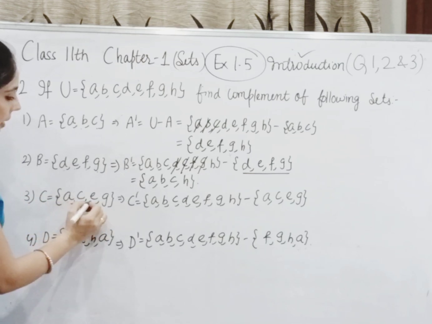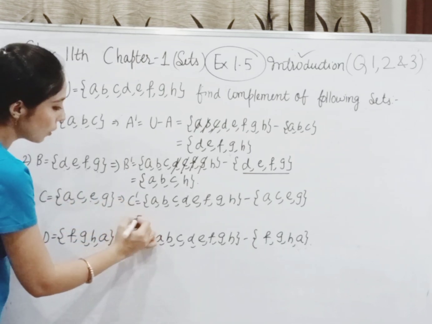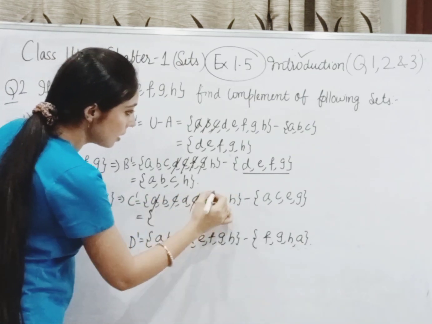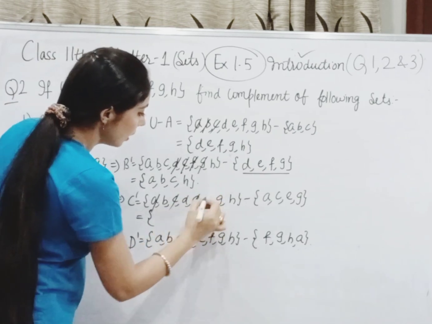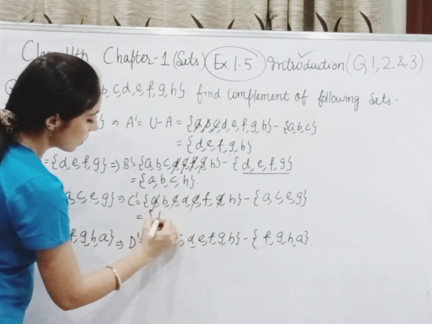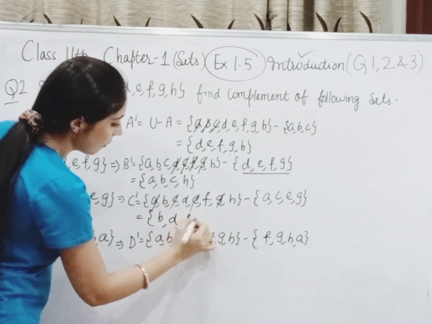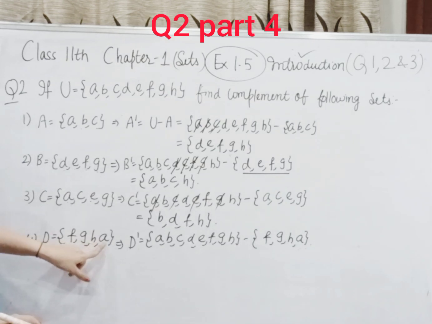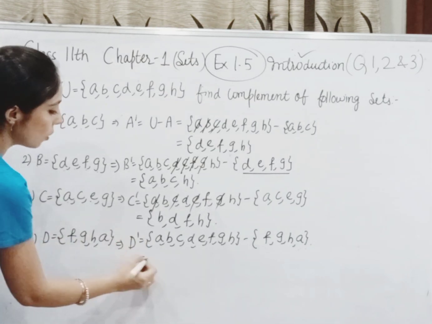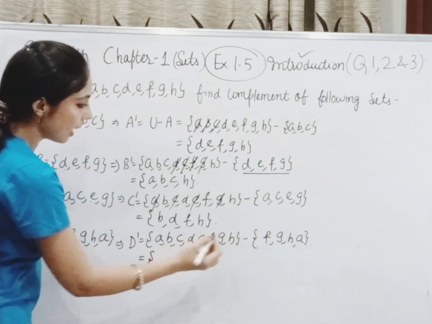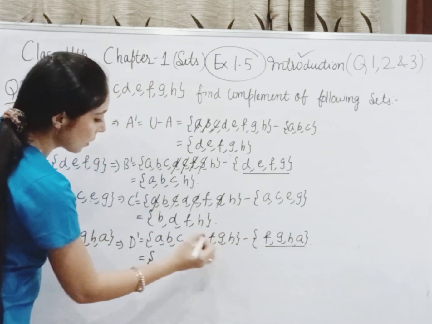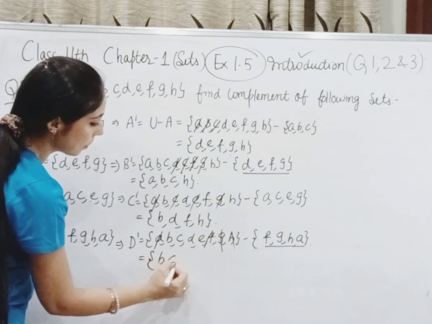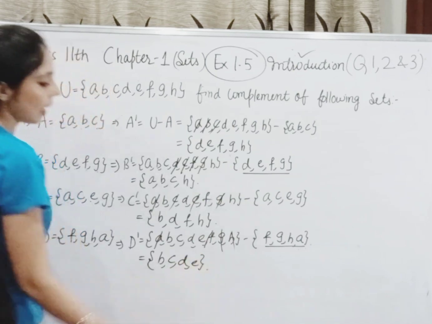What about C? C is equal to {a, c, e, g}. In the complement of C, a, c, e, g will be discarded. So the answer will be b, d, f and h. What about D? D is {f, g, h, a}. In the complement of D, we have those elements which are not in this. So a, f, g, h will be discarded. So the answer will be b, c, d and e.